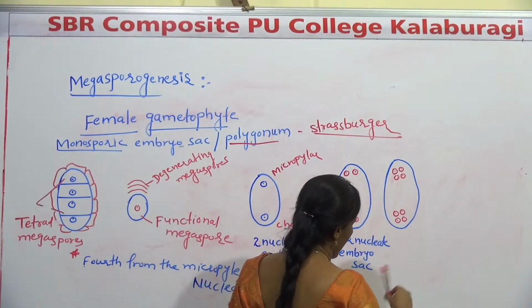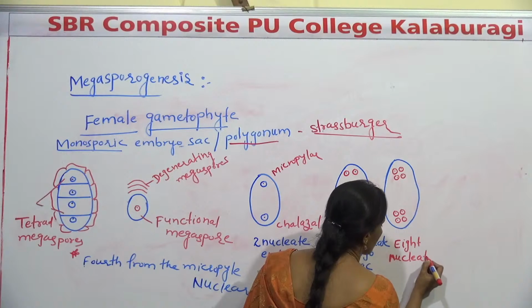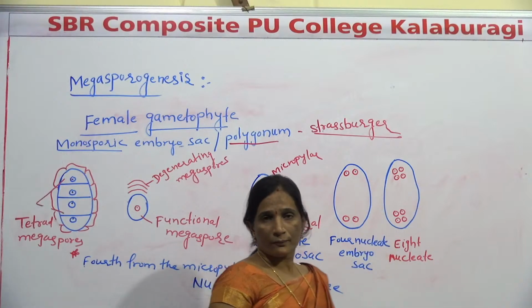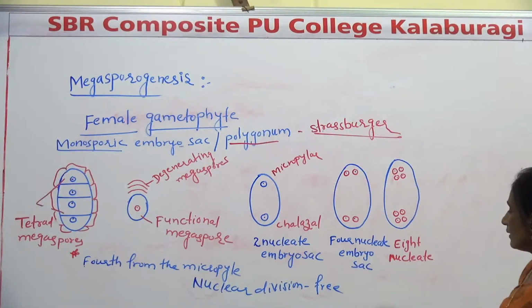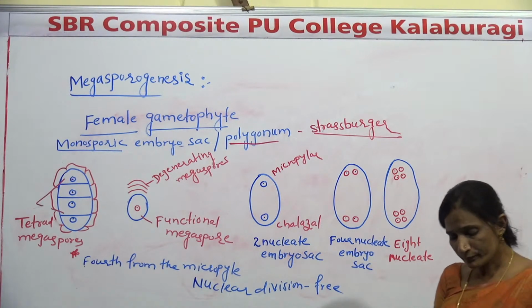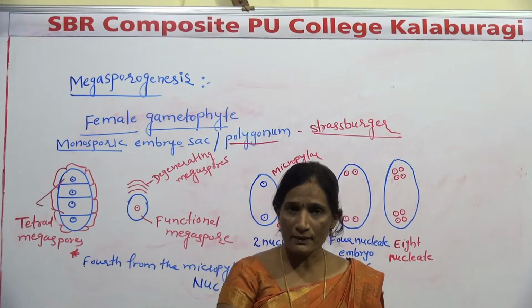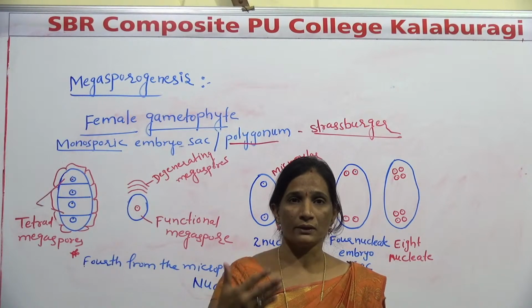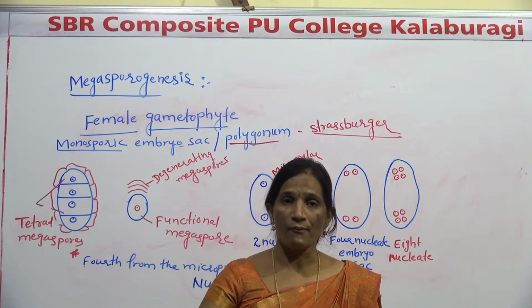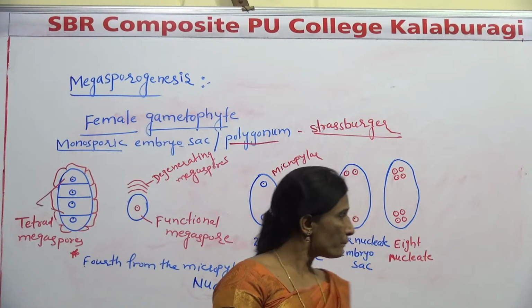And this is called the eight nucleate embryo sac. Is it clear? This is the four nucleate embryo sac and this is the eight nucleate embryo sac. Here, a very important point: nuclear division is free nuclear division. After the eight nucleate stage, cell wall formation occurs. Is it clear?